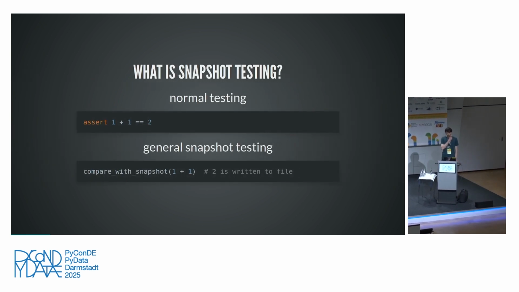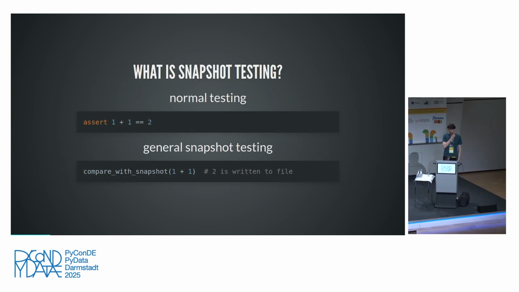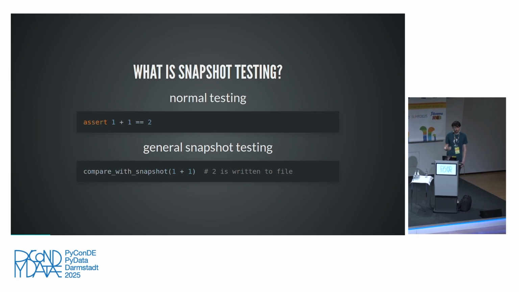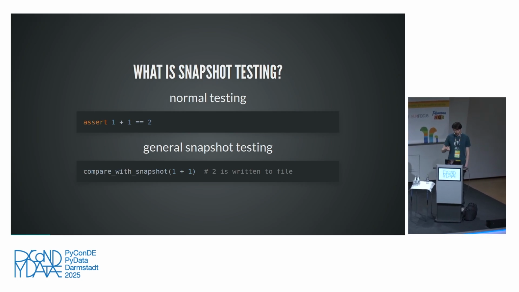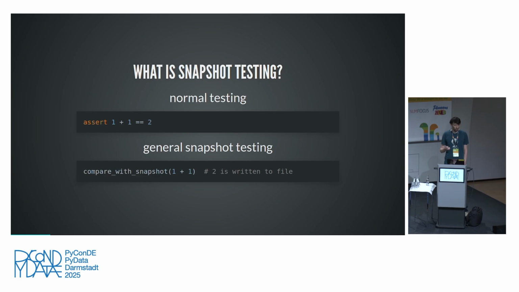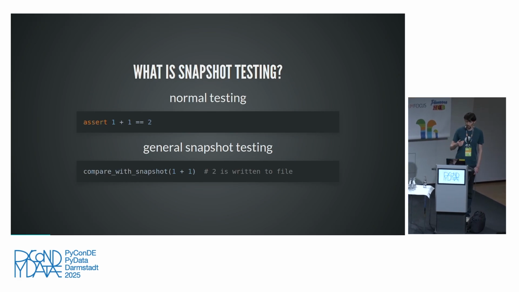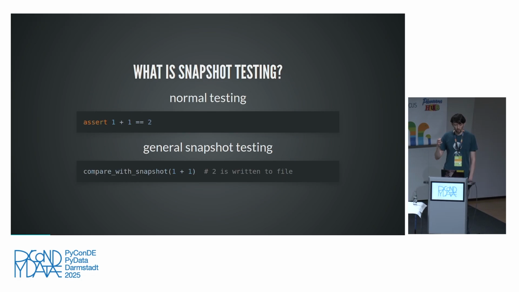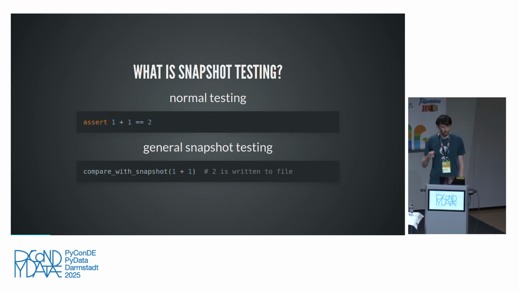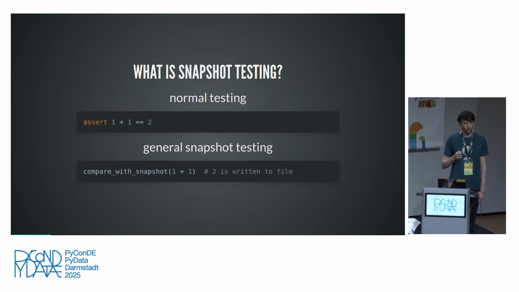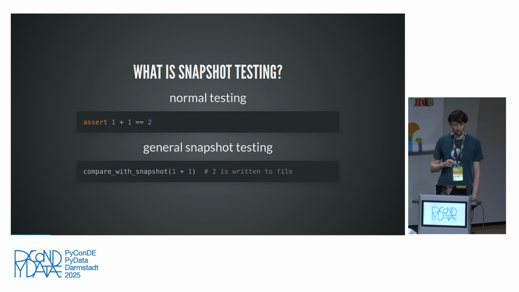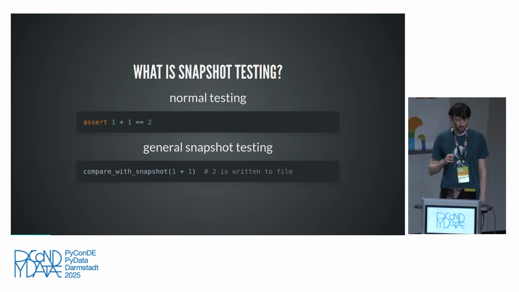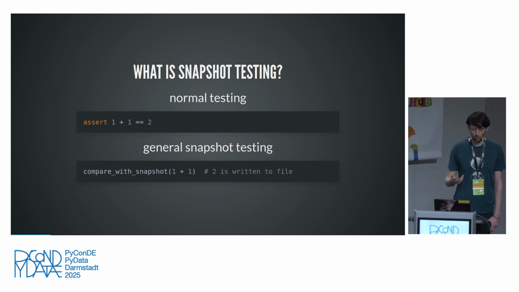I want to start with a short introduction to what snapshot testing in general is. You all know normal testing, assertions, where you have your equal operator and you test stuff. The difference to snapshot testing is that you do not write your expected value in snapshot testing, but only the thing you want to test. In this example, 1 + 1.